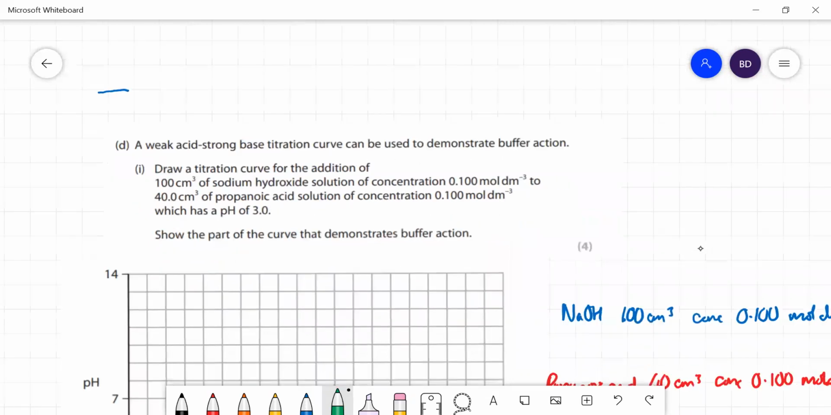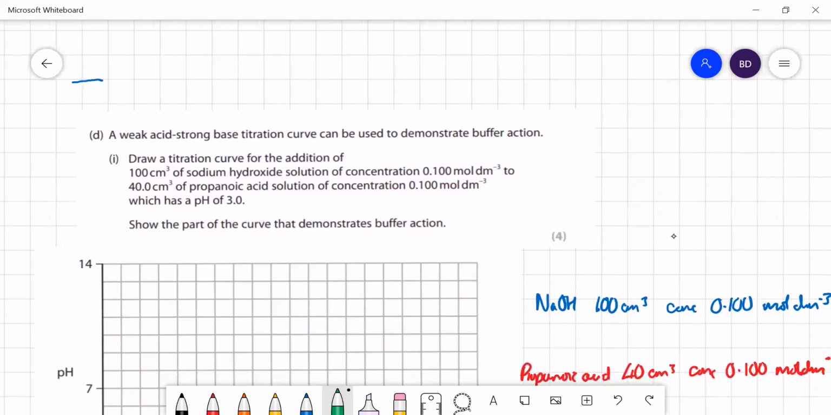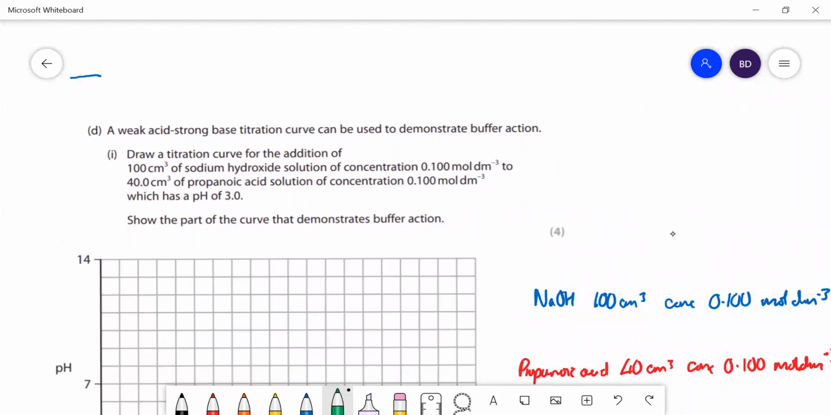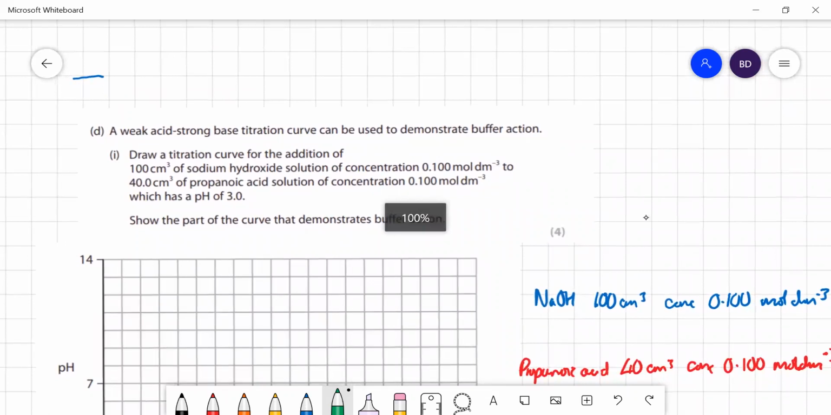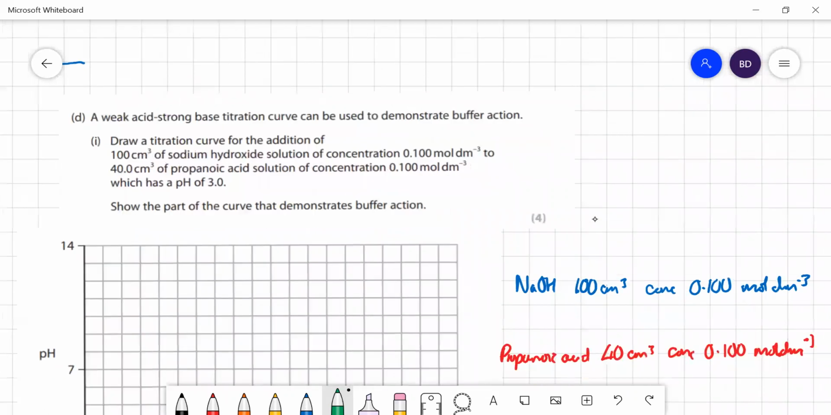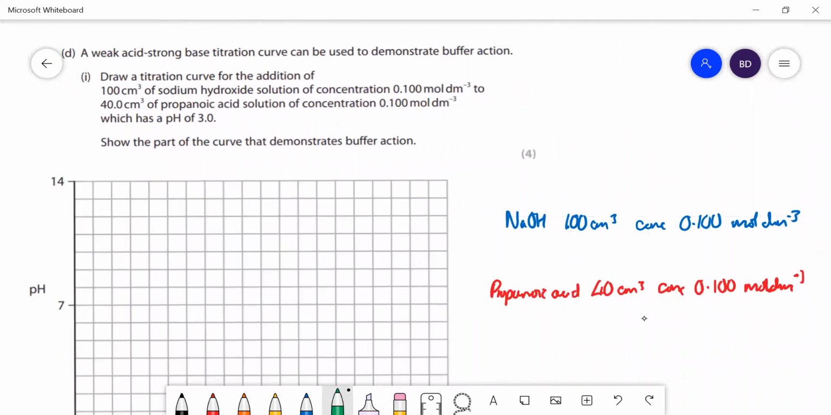A weak acid strong base titration curve we've got to draw here. Can we draw a titration curve for the addition of 100 centimeters cubed of 0.1 molar sodium hydroxide to 40 centimeters cubed of propanoic acid. I've written this down here, and we need to show the end point. This has an original pH of 3. It's telling us that, so we've got to start off at 3.